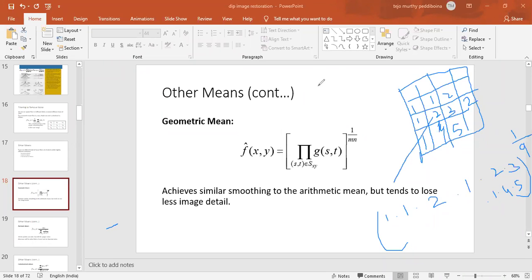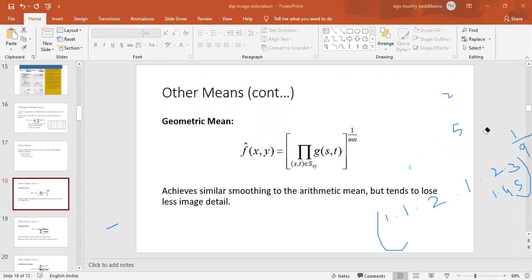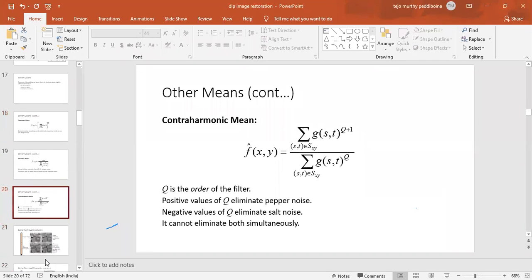So in the previous case it is summation and now it is replaced by product. That is the difference. That is the geometric mean now. These formulas you have to remember. Then the other one means geometric mean.